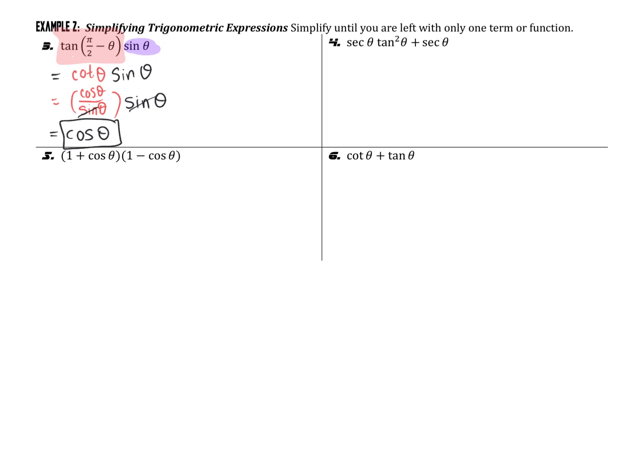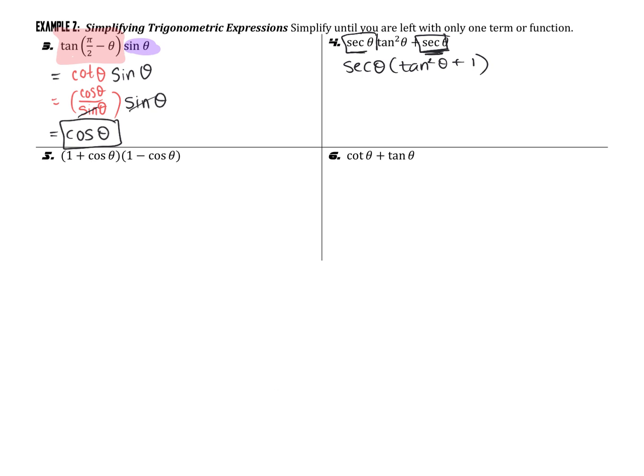When I look at number 4, the first thing that I notice is that both of these terms have a secant. I also notice that I have tangent squared, and I know that there is a Pythagorean identity that involves tangent squared, but I think the first thing I want to do is maybe just separate secant out. So what I'm going to do is I'm going to factor out the greatest common factor. What do both terms have in common? They have a secant. If I factor secant out, what's left is tangent squared theta plus, well, if I factor secant out, all that's left here is 1.